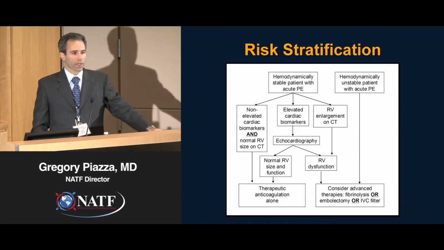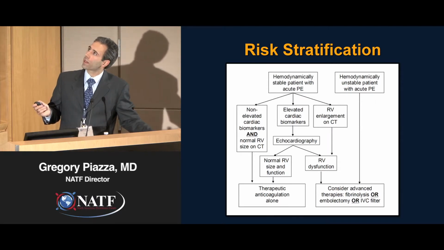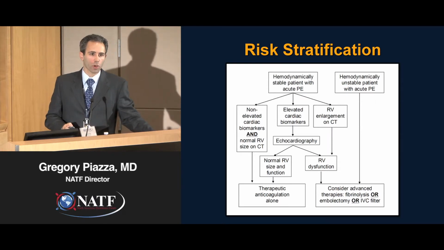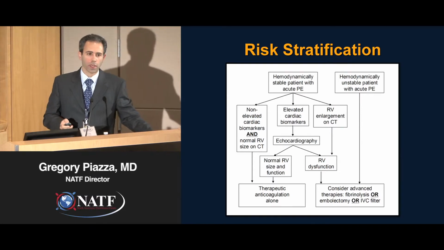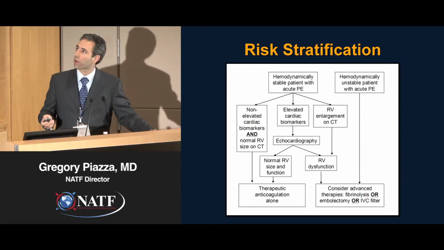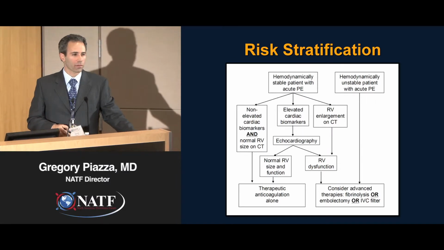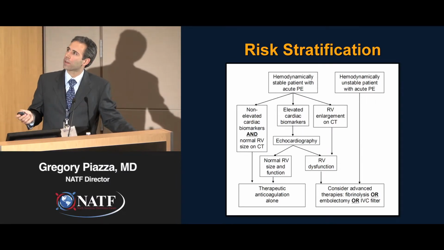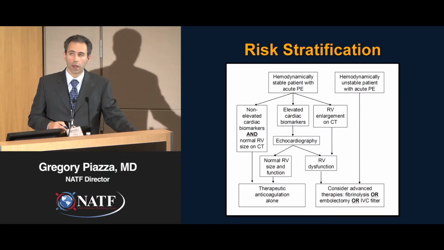So for risk stratification, we can use this as an algorithm. Patients who present unstable, in shock, or with a low blood pressure are at the highest risk and require aggressive therapy. For all other patients, we need to look for signs of right ventricular dysfunction. If we find that the patients don't have any elevation of their cardiac blood tests and they have a normal RV on chest CT, then we can just anticoagulate those patients alone and they do well.